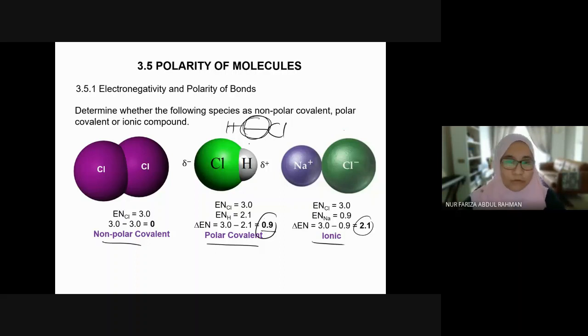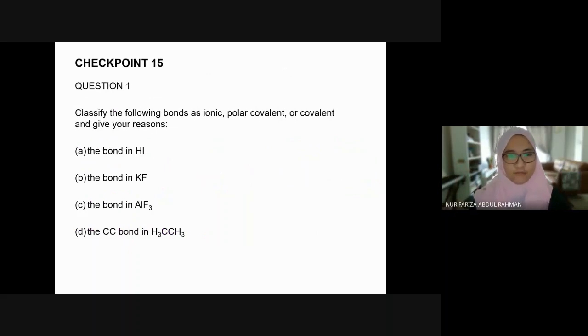But normally we would know because we have the trend already, across the period and down the group. So we know that H is less electronegative than Cl. So if Cl is more negative, that means we place the partial negative charge there, and this is partial positive. So if we have this, this is considered as polar, because of the difference in electronegativity. Okay, moving on.